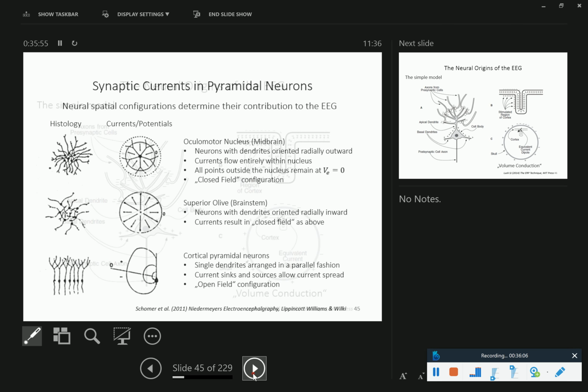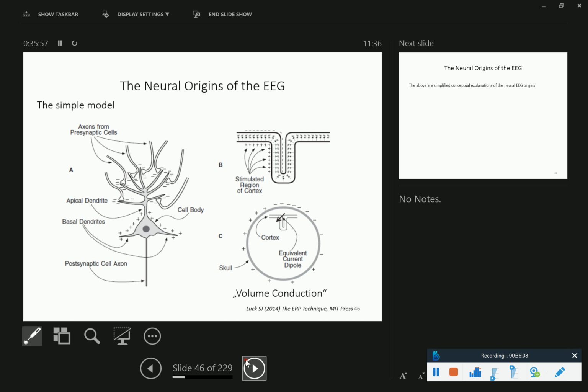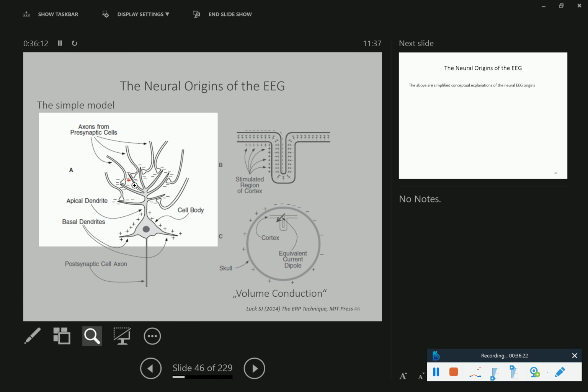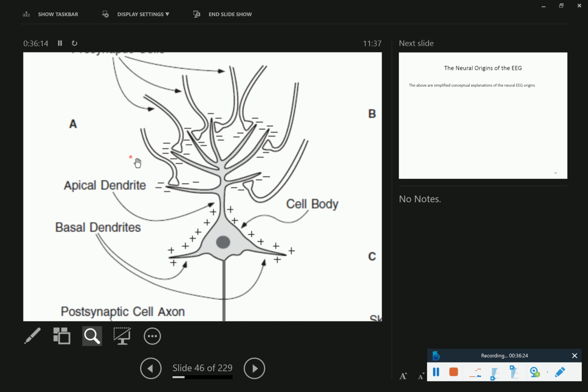So again, now this is from the Luck book, and I think it summarizes really nicely the whole thing that I tried to talk about in the last 10 minutes or so in 3 figures.